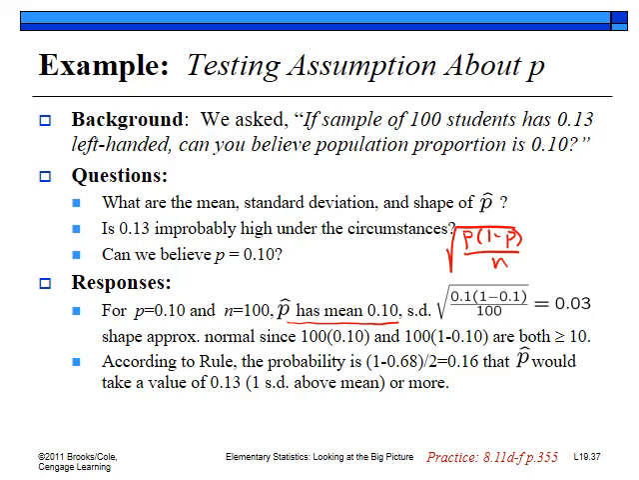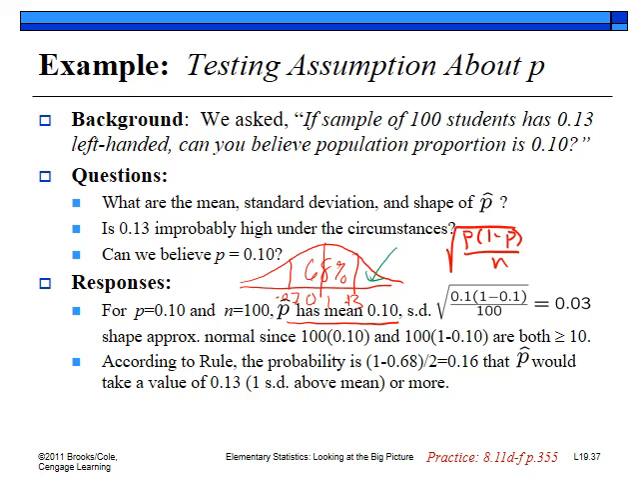So just to give you a better sense of what's going on here, picture our normal distribution. I'm going to sketch it in right here. Our center is at 0.1. If we go up by one standard deviation, there's our 0.13. If we go down by one standard deviation, that's 0.07. Remember, there's 68% of the area in between those two.